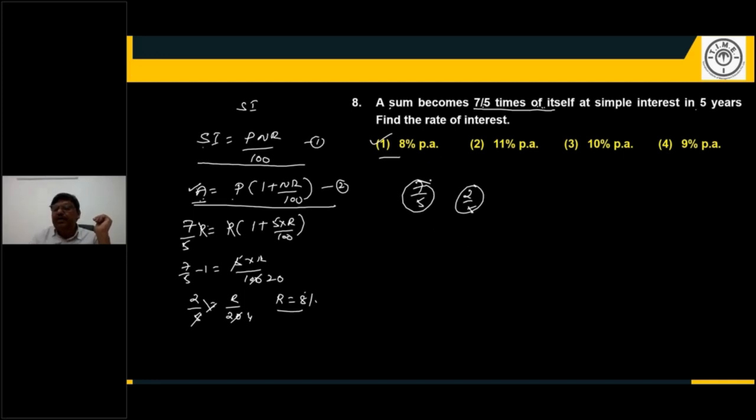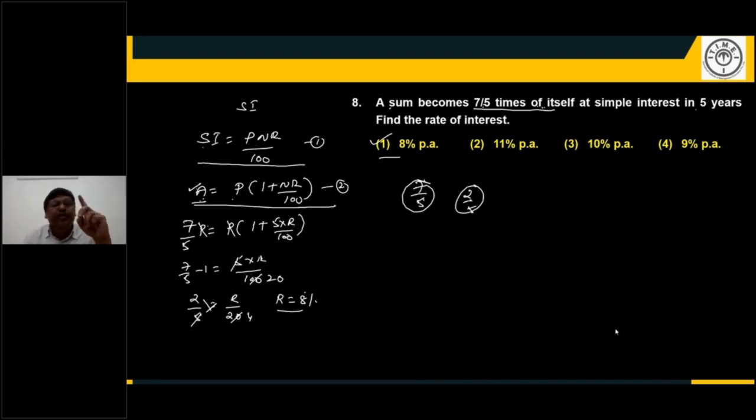Am I right? Good, Kashyap. It is increasing by 2 by 5. It is becoming 7 by 5 times, which means 7 and 5, the difference is 2, so by 2 by 5 it is increasing. Am I right? It is increasing by 2 by 5. 2 by 5 is what percentage? If you recall the speed maths classes you learned, 2 by 5 is what percentage, friends? 2 by 5 is 40%.